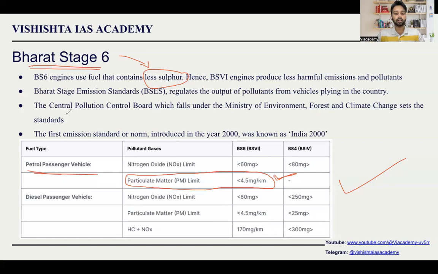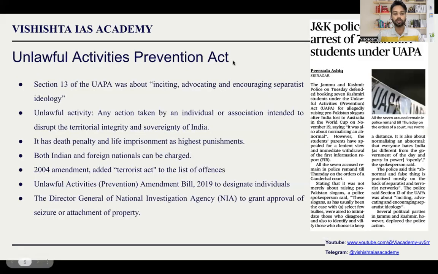So who are all the authorities involved here? The Central Pollution Control Board is the authority which will take care of this. It falls under the Ministry of Environment. They are the ones who will set the standards. And one more fact for your prelims, the first emission standard was set in the year 2000. At that time, it was not known as Bharat Stage, it was known as India 2000. So these are all very, very important for your prelims. You should be knowing about it. Let's move on to the next one.